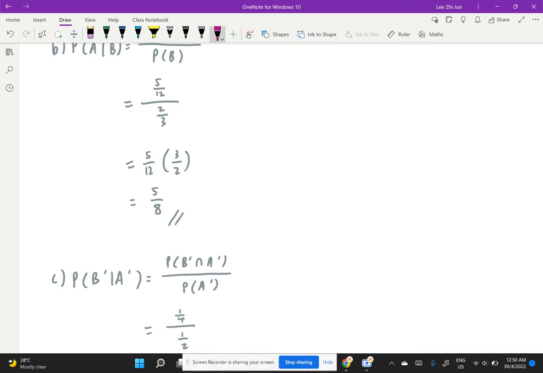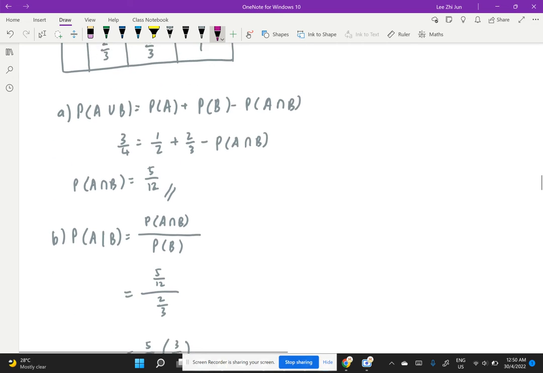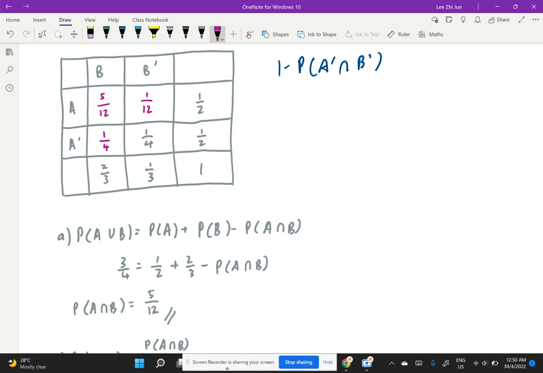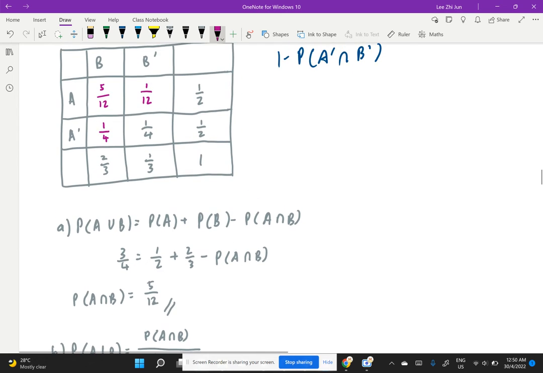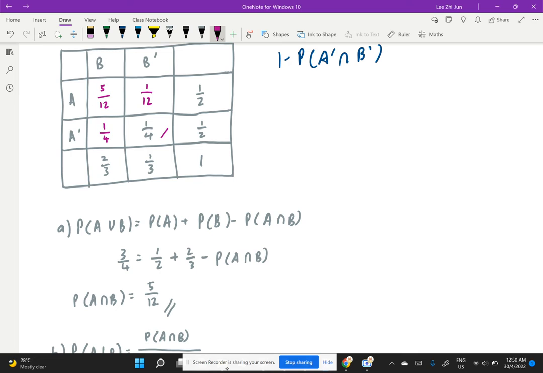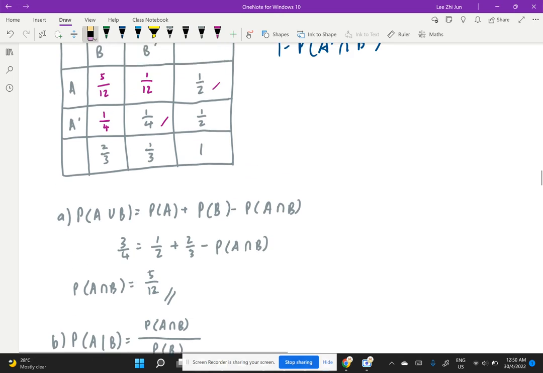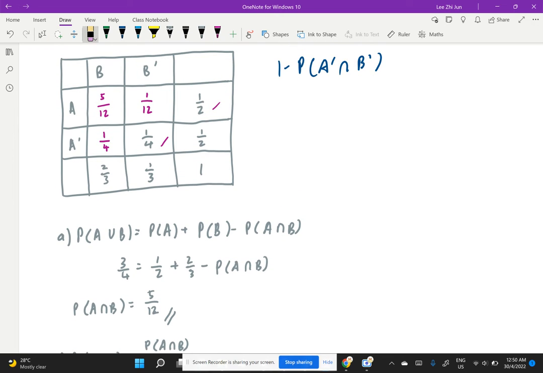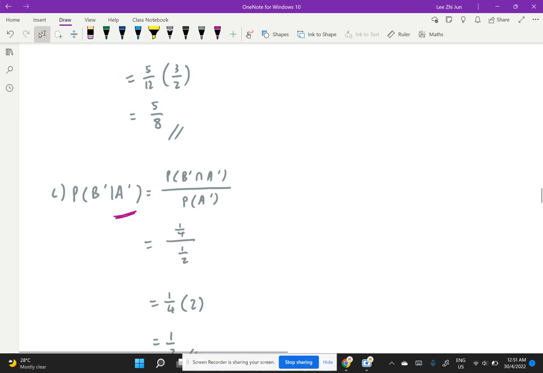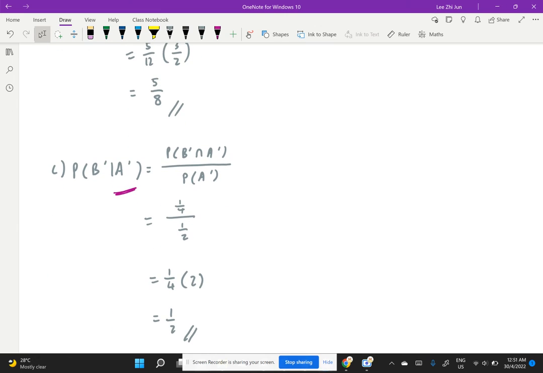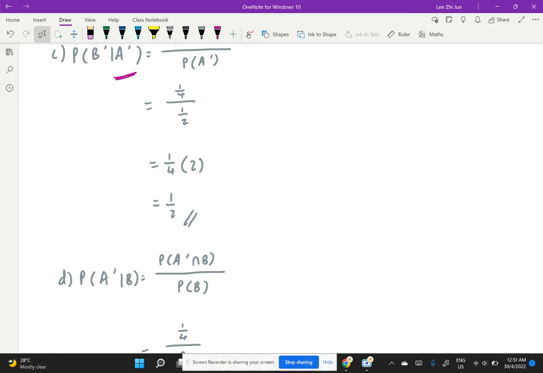C, probability of B prime given A prime. So P(B'∩A') divided by P(A'). Take this A prime, 1 over 4 divided by 1 over 2, because it's A prime. I got it wrong earlier. So 1 over 4 times 2, I will get 1 over 2.